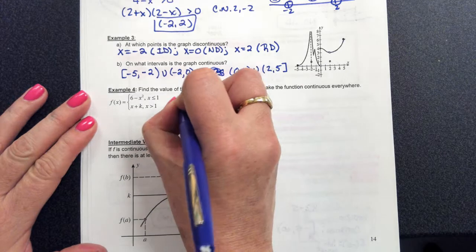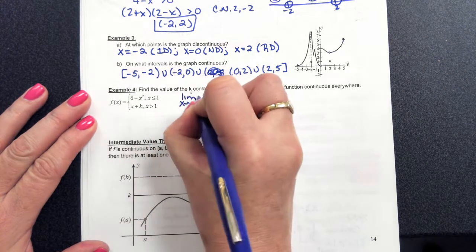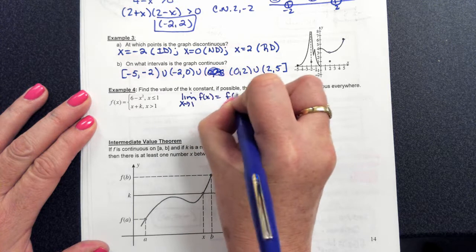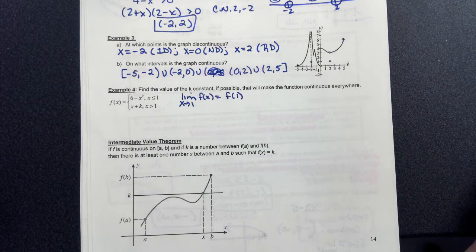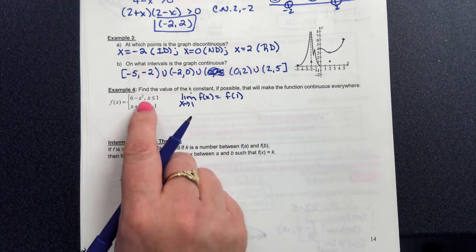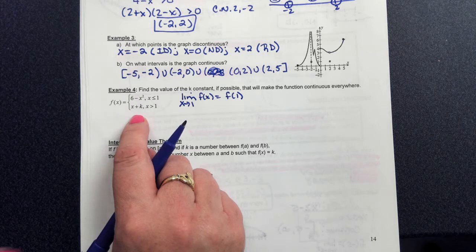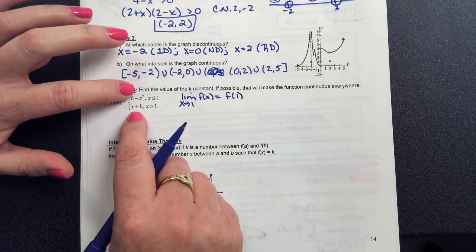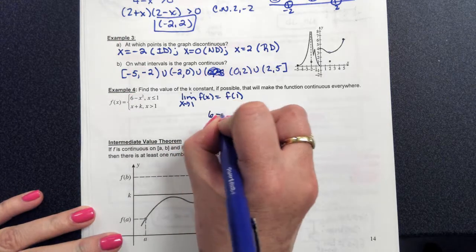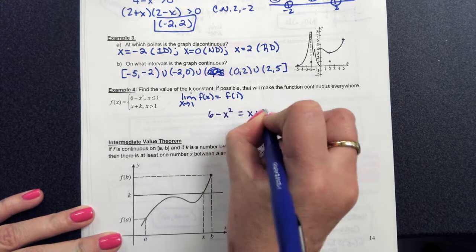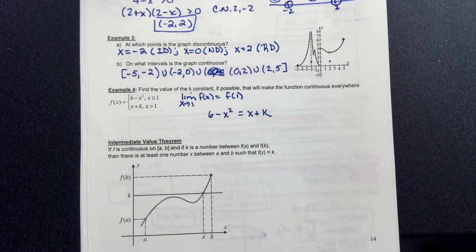So to ensure, remember what has to happen, the limit as x approaches 1 of f of x has to be equal to f of 1 to be continuous at 1. So to ensure that what's happening on the left and the right are the same, I need to set 6 minus x squared and x plus k equal to one another. Remember, I'm solving for k, because I want what's happening on the left to be the same as what's happening on the right. Now, at what x value do I want to make sure this is continuous? At x equals what? 1.